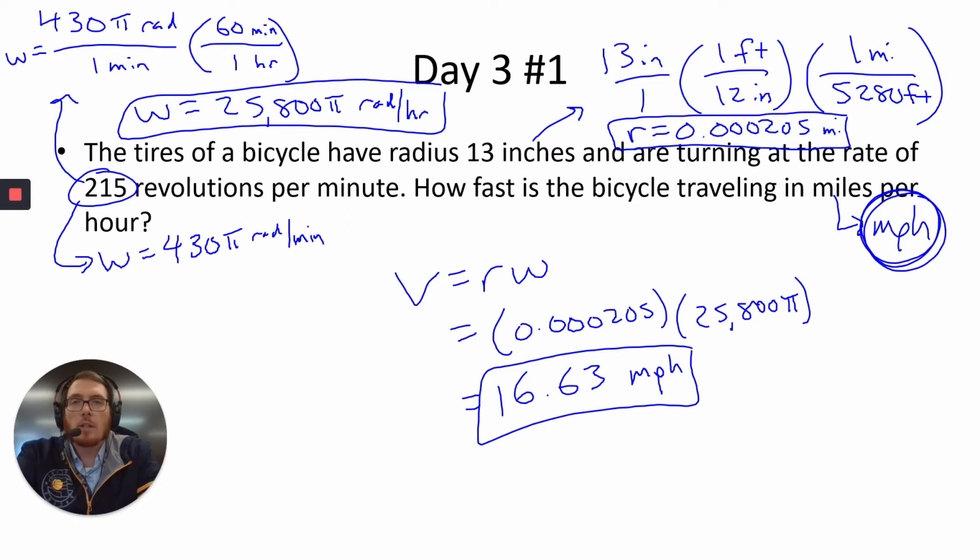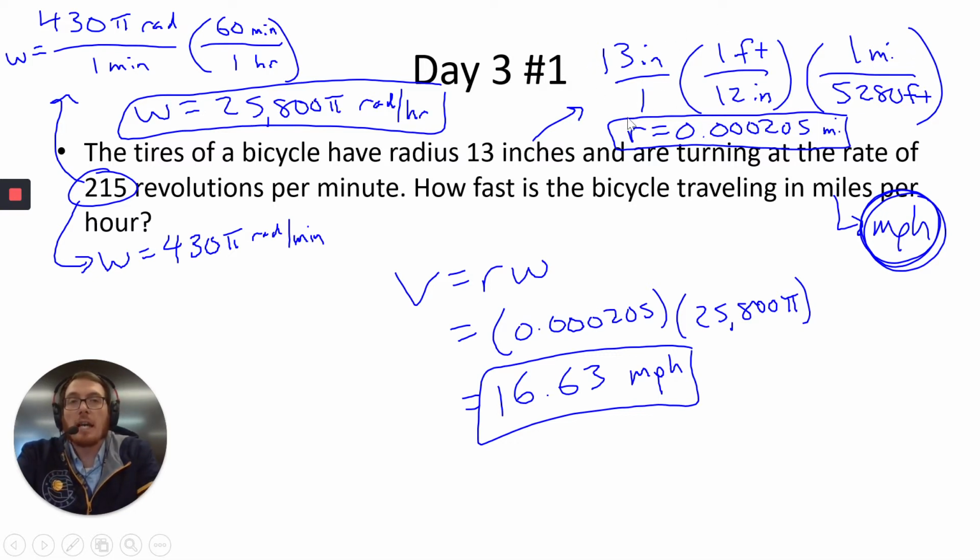The first question we're going to look at is number 1 on your day 3 information. It deals with the tires of a bicycle that are turning at a certain rate. And really, this question comes down to units and making sure they match up. For example, the tires of the bike are 13 inches, but we're trying to figure out how fast I'm going in miles per hour. So I have to first take the 13 inches, get it into feet by 12 inches to 1 foot, and then get it into miles by 5,280 feet in 1 mile. You've got to deal with that piece first.